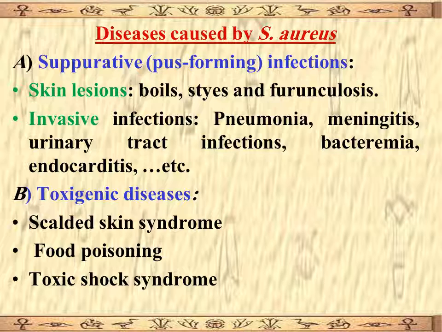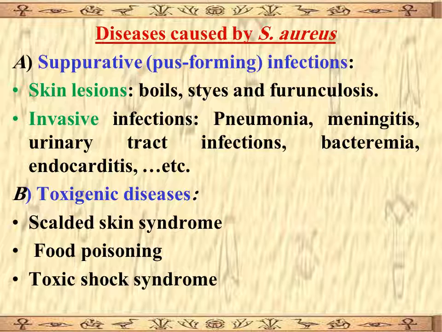We categorize these diseases into 2 groups. The first one is suppurative, or disease characterized by production of lots of pus, and according to the site of infection, the clinical presentation differs for each patient. For example, it can affect the skin, affecting the sebaceous glands of the skin, or affecting the hair follicles of the skin to produce boils or styes or furunculosis.